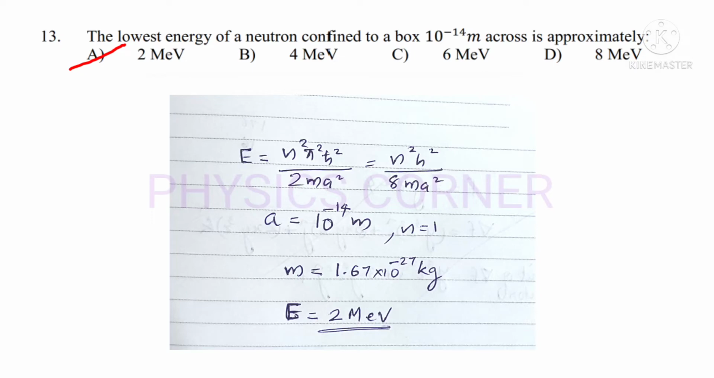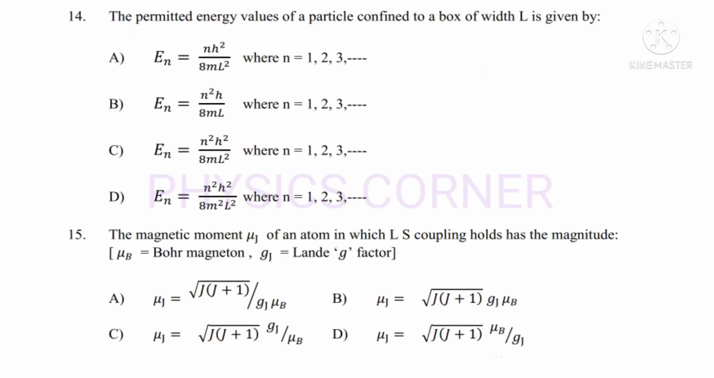Option A. Now 14th question. The permitted energy values of a particle confined to a box of width L is given by, we have already mentioned the expression in the previous question, right? So we know that it's option C, right? And if you get confused in the examination hall, don't worry about that.